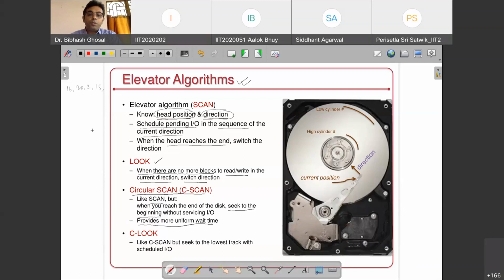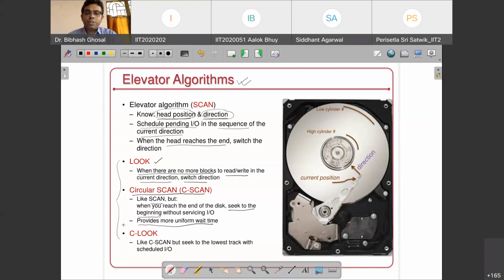I would suggest all of you to go through your textbook to get more details about all these three algorithms, and there is a numerical problem that has been solved which shows how each of them performs. Take one example of a string of IO requests and try to apply the different algorithms on each one of them and see which one gives the minimum head movement. That's a numerical problem that is very commonly solved for this algorithm.